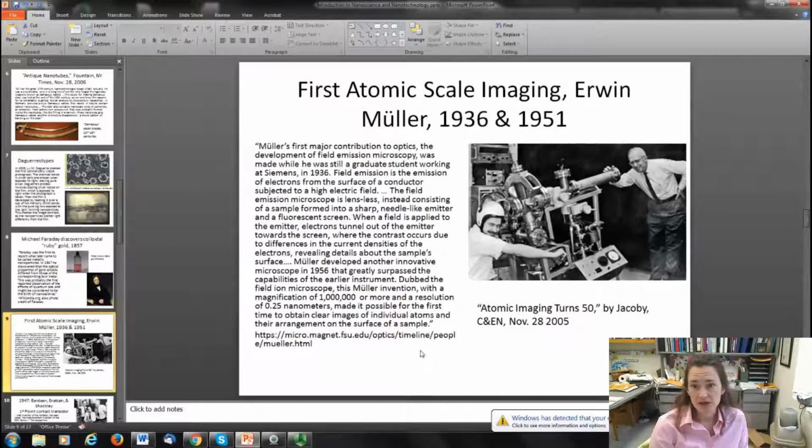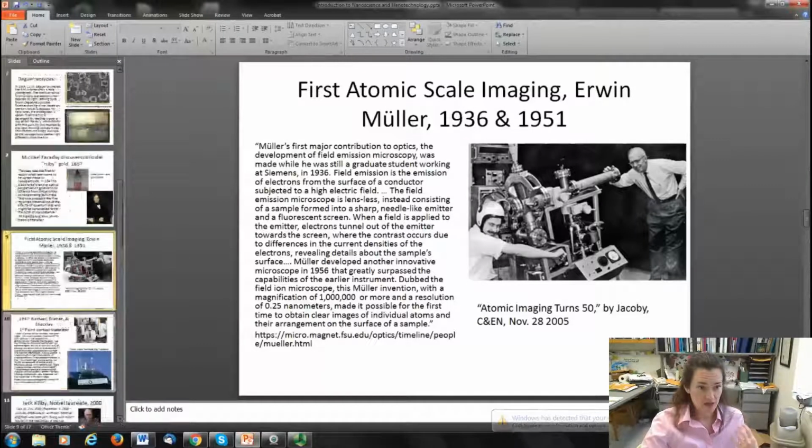But then later in 1951-56, he developed another innovative microscope that surpassed the capabilities of the earlier instrument, and it was dubbed the field ion microscope. And that invention had a magnification of 1,000,000 times or more and a resolution of 1/4 of a nanometer, and it made it possible for the first time to obtain clear images of individual atoms and their arrangement on the surface of a sample. So he was one of the pioneers in microscopy that allowed us to get atomic scale imaging.